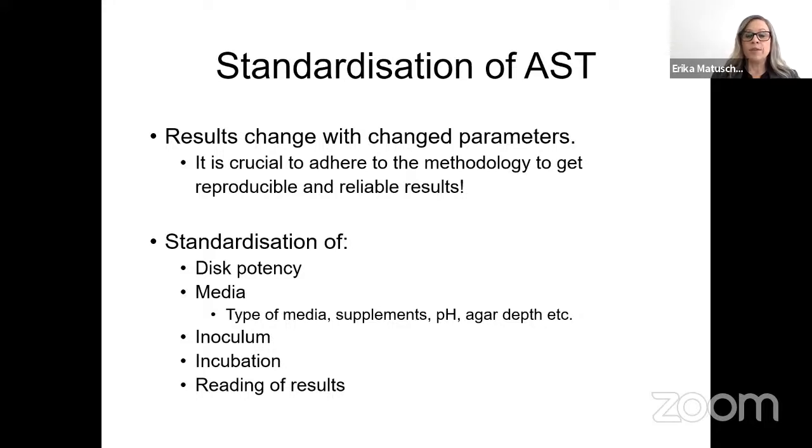So in the disk diffusion method, we have standardized the disk potency, the actual amount of antibiotic that you put into the disk, the testing media, both the type of media, but also supplements, pH, and the agar depth. We have standardized the inoculum, the size of the inoculum, incubation time, atmosphere, and temperature. And the part that is most difficult to standardize is reading of results. But we have tried to explain it in words and also have pictures with examples in the EUCAST reading guide. So to use EUCAST breakpoints and to interpret your results according to EUCAST breakpoints, you should follow all the instructions in the EUCAST disk diffusion manual to get reliable results.